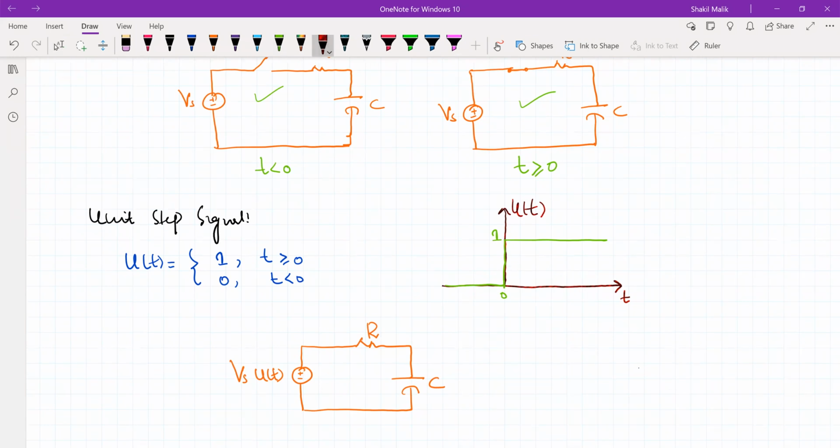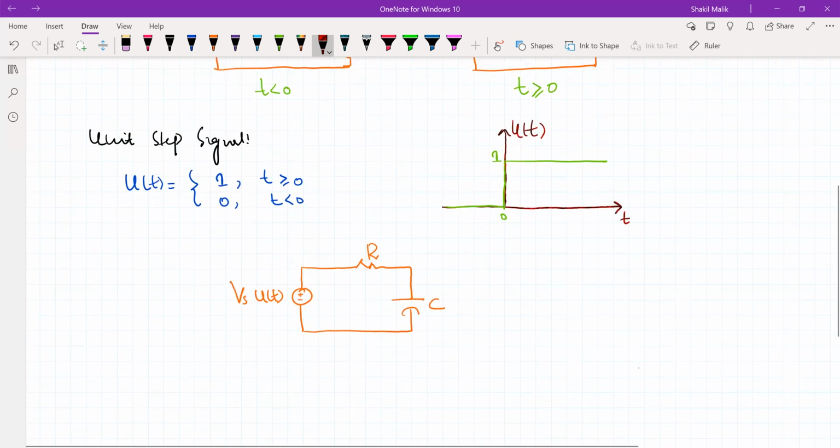This circuit, when t is less than 0, so this u of t will be 0, means the source is 0. That's same as this, means nothing is connected to this, means the source is not connected, means this model is this section of the circuit when t is less than 0. For t greater or equal to 0, u of t is 1. So this will be simply V of S, and that's same as this.